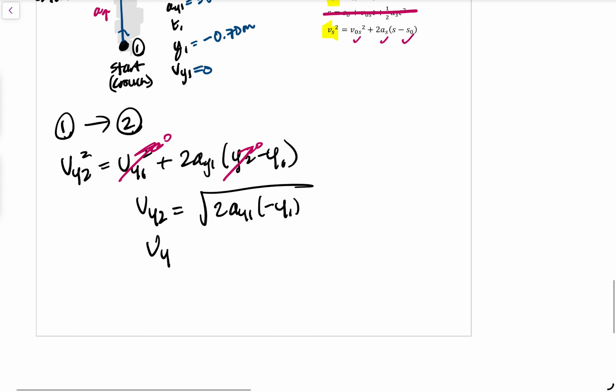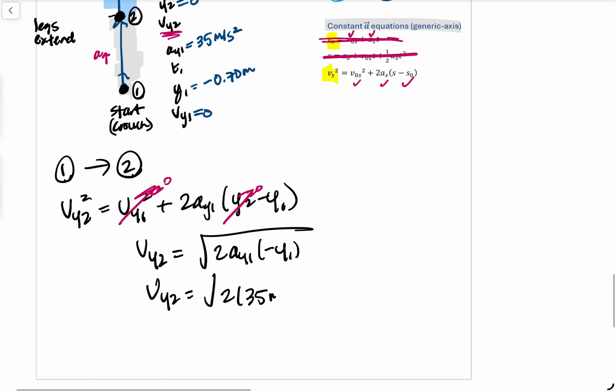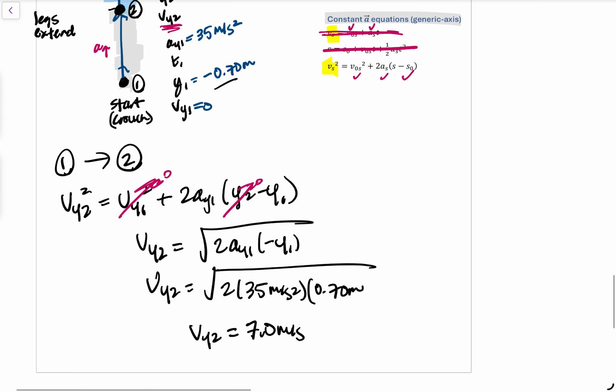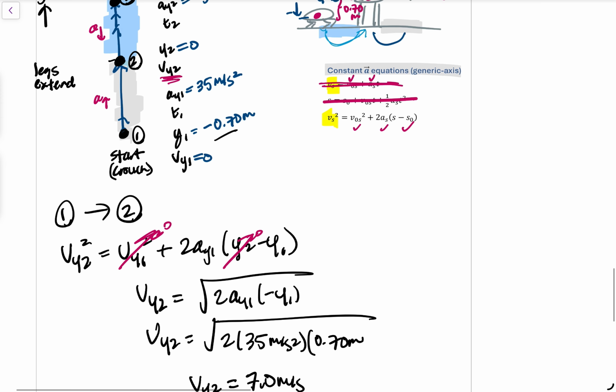Okay, now we can throw in our numbers. So vy2 is equal to the square root of 2 times, we've got 35, I think that was, meters per second squared. And then this is negative y1. Our y1 was negative, so negative of negative. So this is 0.70 meters. And we're square rooting all of that. So vy2 is going to equal 7 meters per second. All right, they didn't ask us to find that, but we know we needed it. So we needed it to plug into here. So this is 7 meters per second.